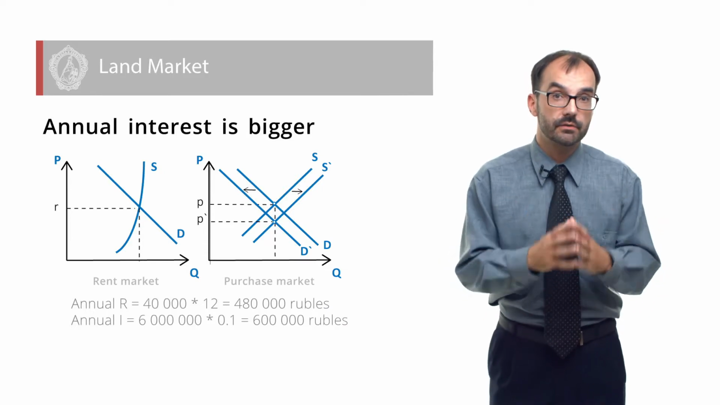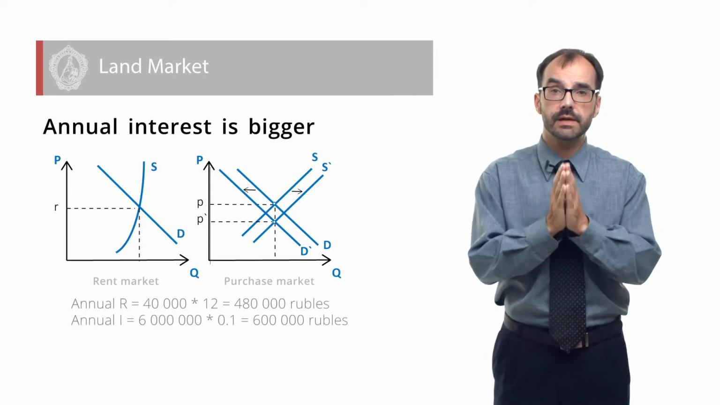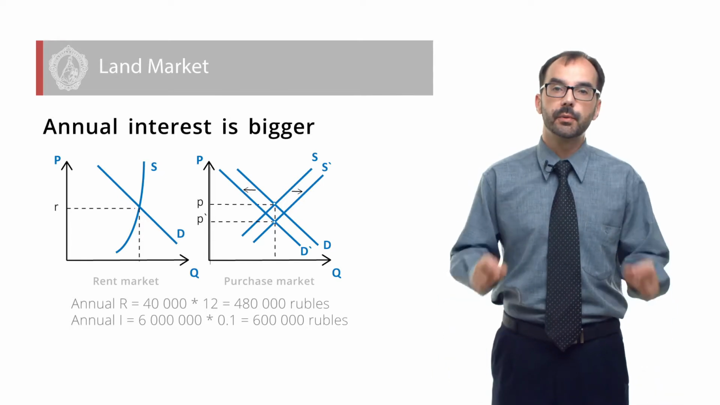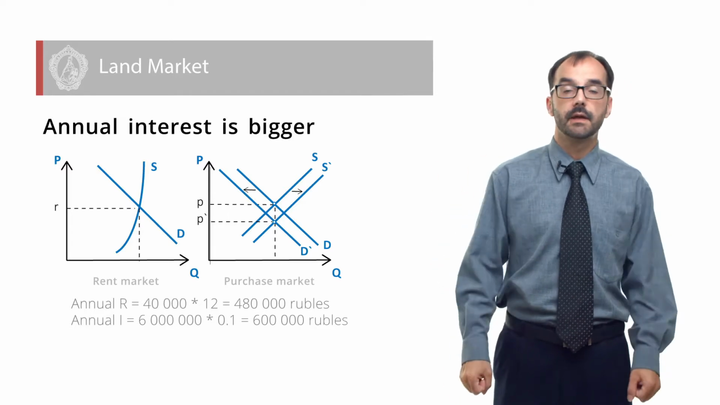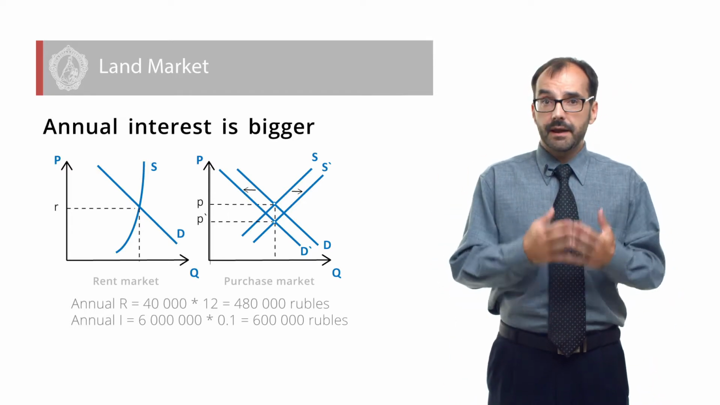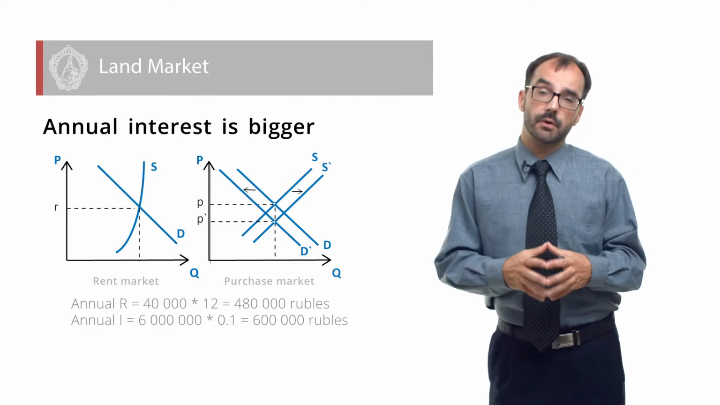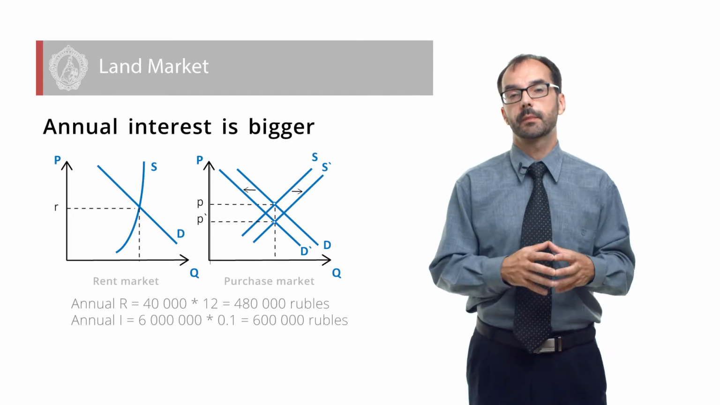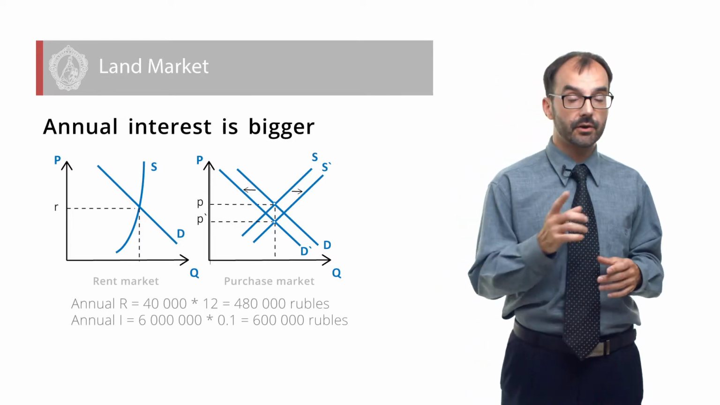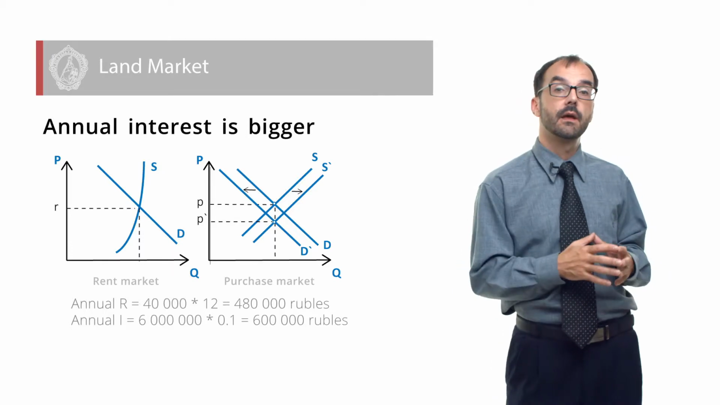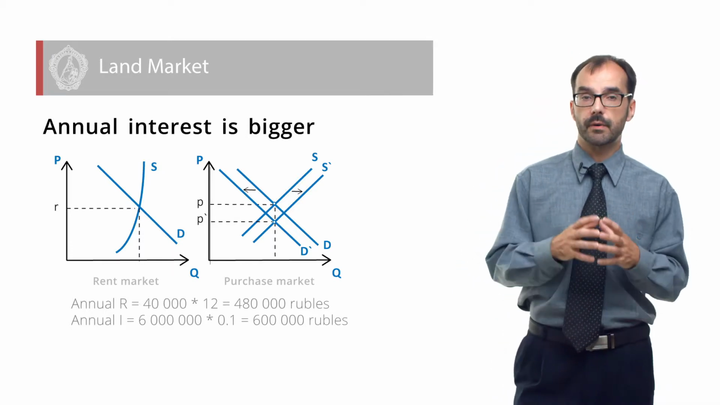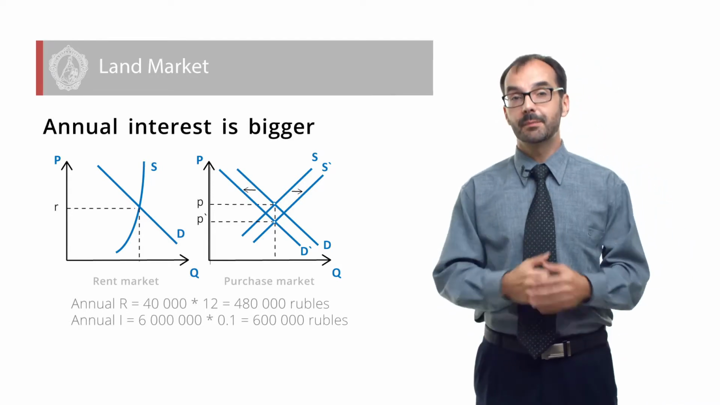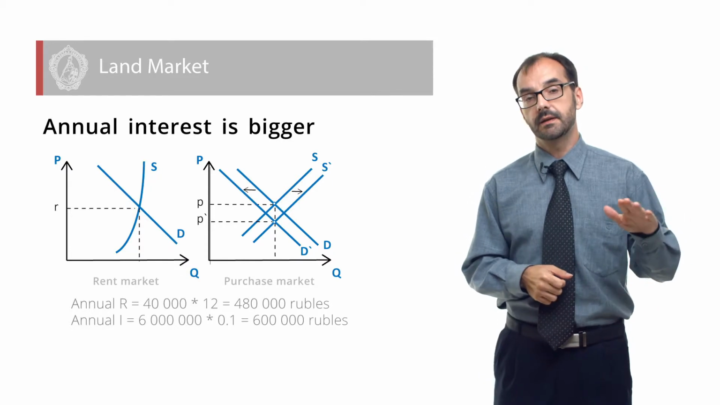So if the annual interest income is higher than the annual rent, then people will prefer not to buy apartments and to put money in bank deposits. It means that the demand curve in the property rights market will move to the left. Fewer people will want to buy property rights. And the supply curve will start moving to the right. More people will want to sell their apartments and put money in the bank. So the equilibrium purchase price will start decreasing.